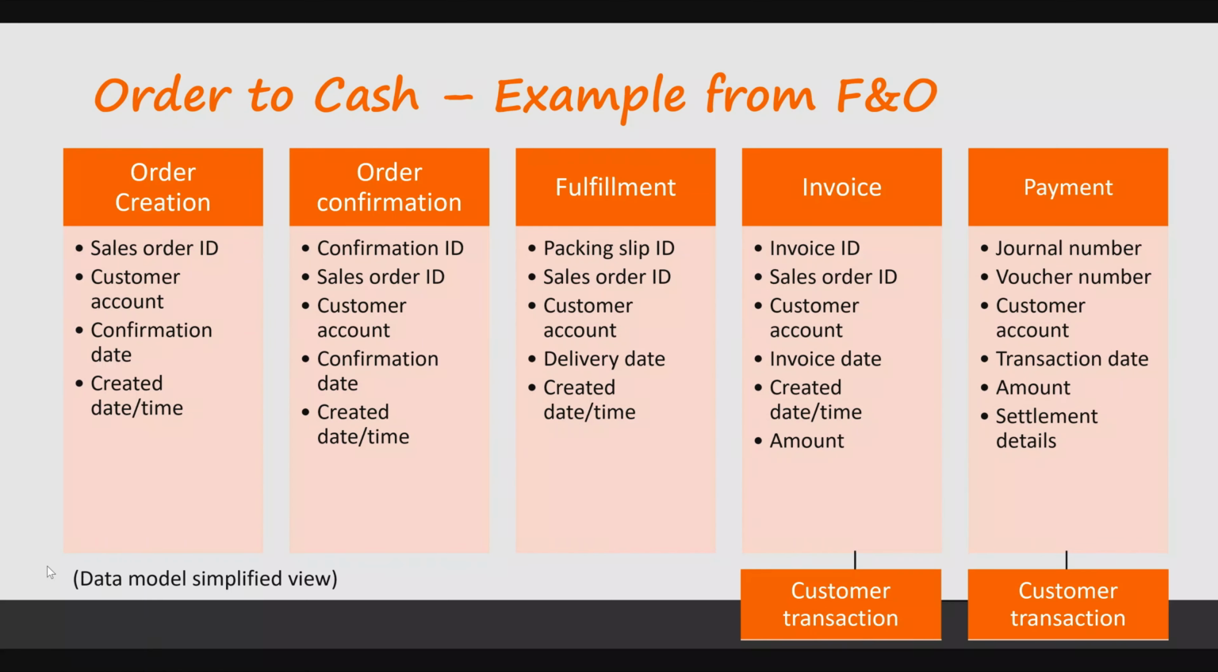Now, if you look at the data model, if we take the data from Finance Operations, then for the order creation, we have a sales order table with particular information. There's a separate table for the order confirmations. For the fulfillment, there is a packing slip table. For the invoices, we also have a separate table. Up to that part, all the tables have a reference to the sales order ID.